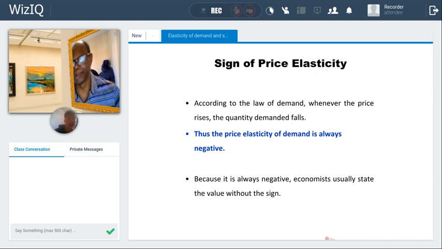You agree? Yes, because they're going in the opposite direction of each other. In math, it's called inversely proportional: as one increases, the other decreases. Because it is always negative, economists usually state the value without the sign. They are not going to put a sign; it's just going to be the number. They are not going to add a minus because everybody understands that it is negative.